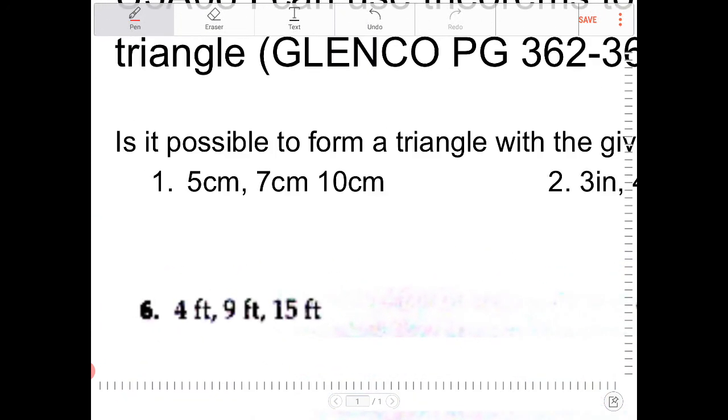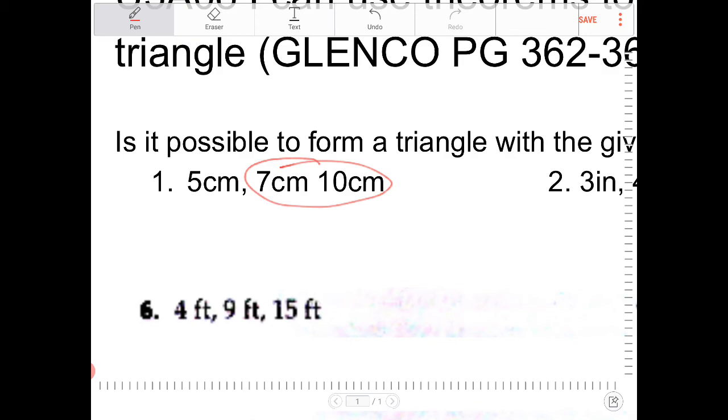So I have here a triangle with sides 5, 7, and 10 centimeters. What you have to do, and it really doesn't matter which two sides you pick, so I'm going to pick at random. Let's say 7 and 10 here. It could be 5 and 7. It could be 5 and 10. It really doesn't matter.